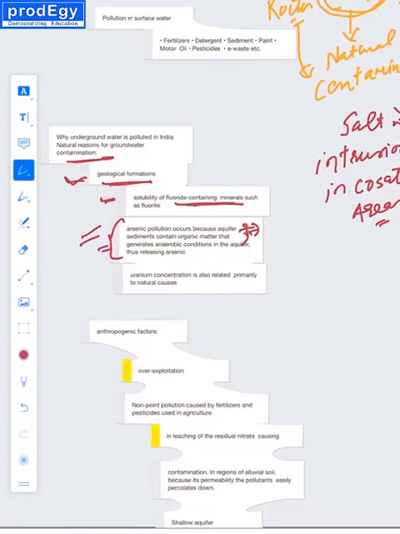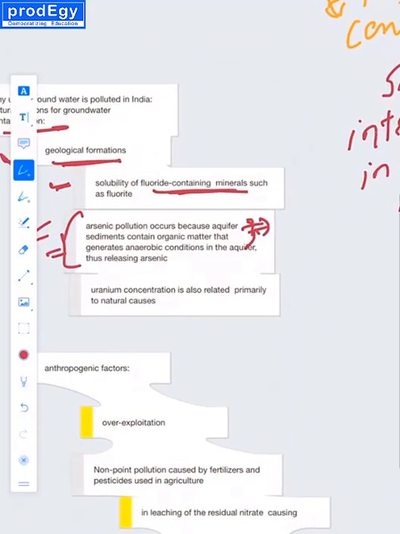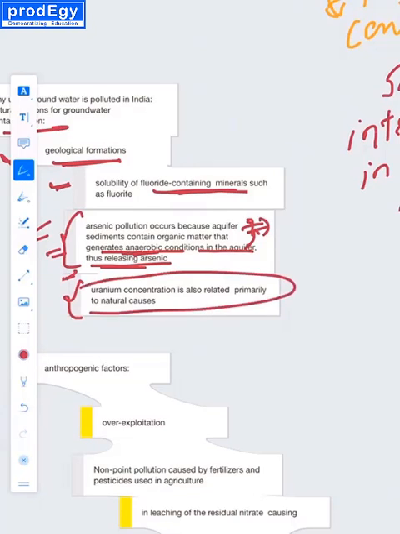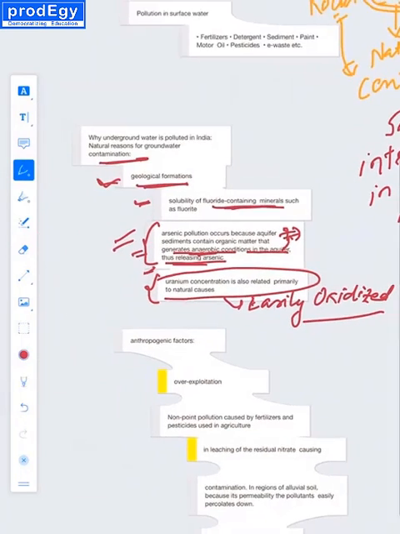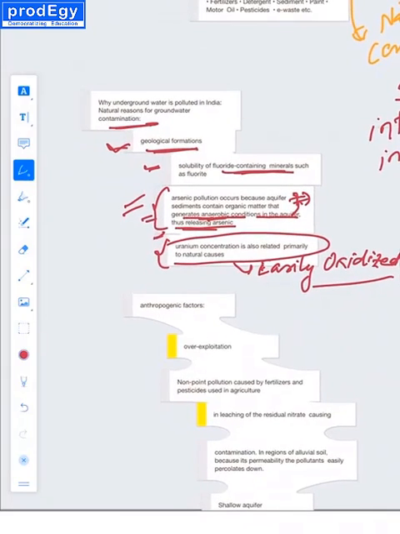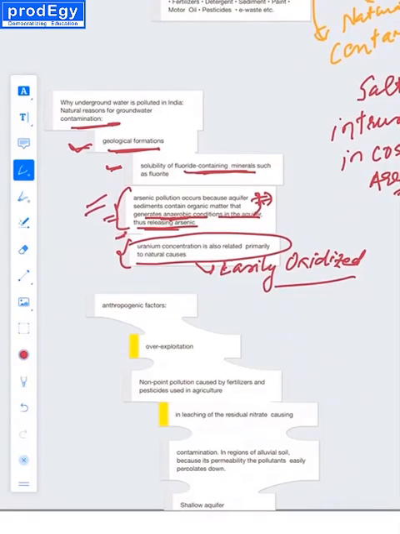Arsenic pollution also occurs because of the presence of sediments which contain organic matter that generates anaerobic conditions in the aquifer, thus releasing arsenic. Certain conditions are there along sediments where anaerobic respiration takes place and that releases arsenic. Uranium concentration is also because of natural causes. If uranium is present in your geological formations, it is easily oxidized, and this oxidization releases uranium into the water and thus contaminates it.